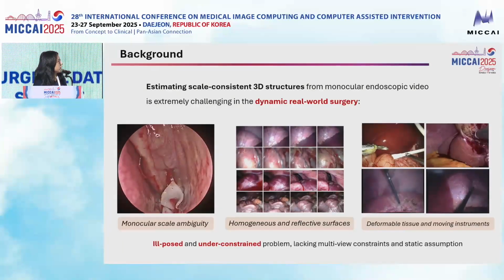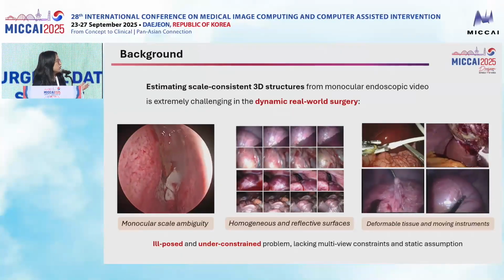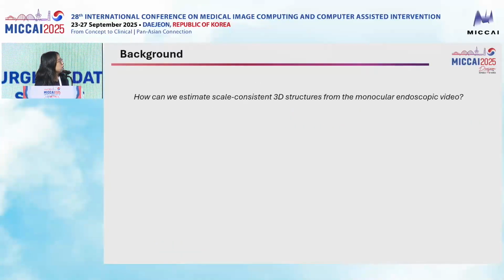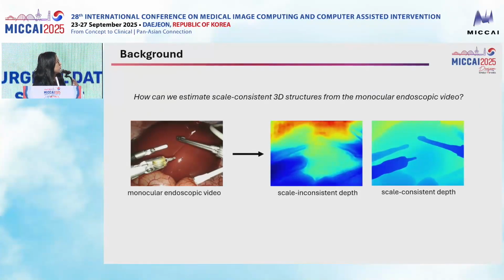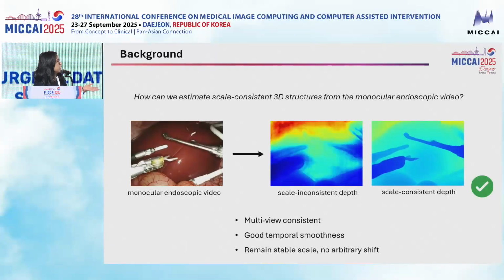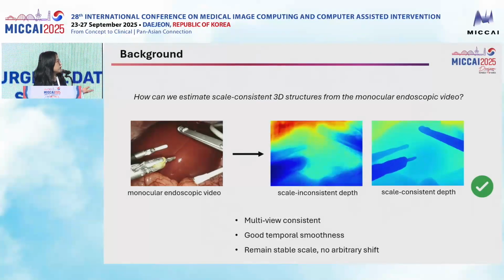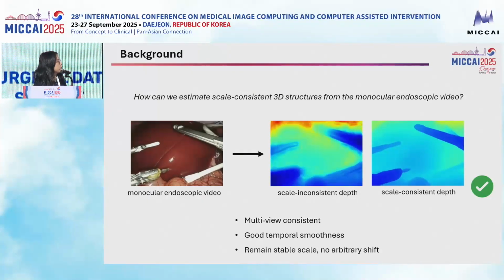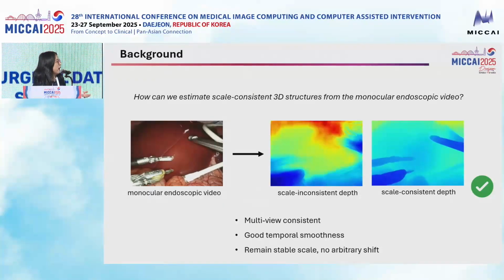So all of these factors lead to an ill-posed and under-constrained problem, lacking multi-view constraints and static assumptions. So the question is, how can we estimate scale-consistent 3D structures from monocular endoscopic video? We want to achieve scale-consistent depths, compared to inconsistent depths, to achieve multi-view consistency, good temporal smoothness, and a stable scale without any arbitrary shift.